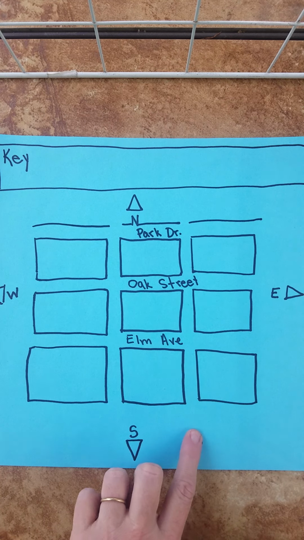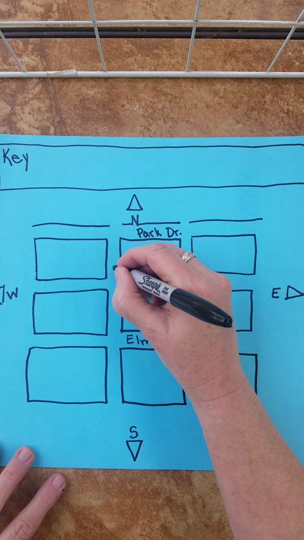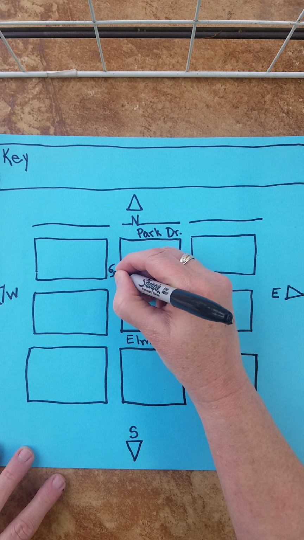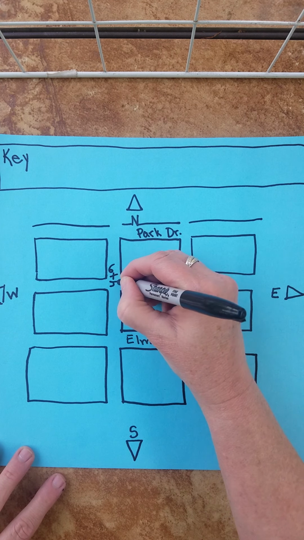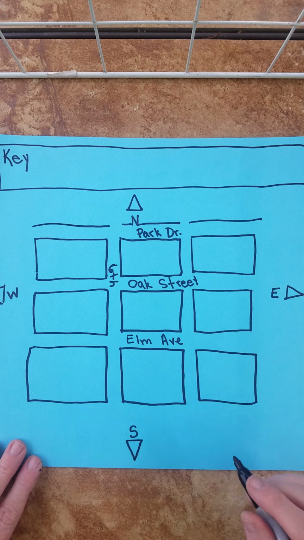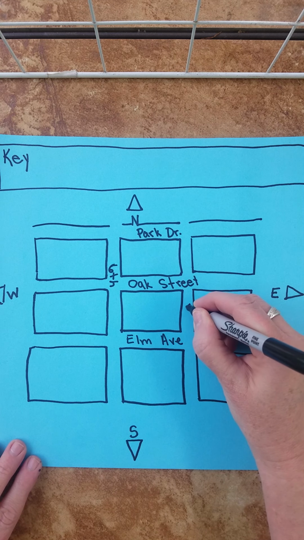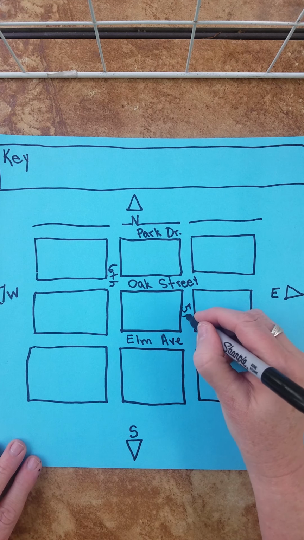And then these are the cross streets. So this was 6th Street. It's hard to write sideways. You can turn your paper if you want, but I'm not going to because it's harder for the videoing. So this is 6th Street, and this was 5th Street.